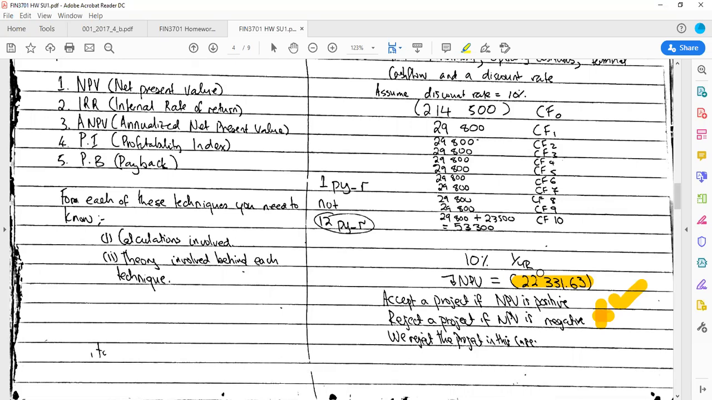So in the next video, I'll take you through the theory behind this. So in this case, we reject the project because the NPV is negative. Okay.